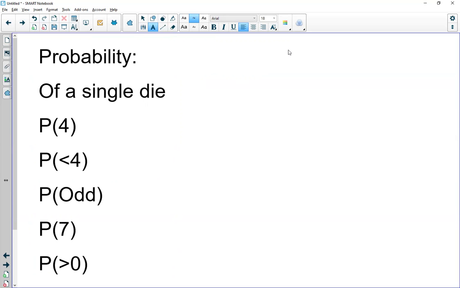Yes, sir. On the last question, when it was 10 over 3 factorial, 2 factorial, how did we get 3 and 2 factorial? 3 because we had 3 E's and 2 because we had 2 D's. So any repeats, you account for.